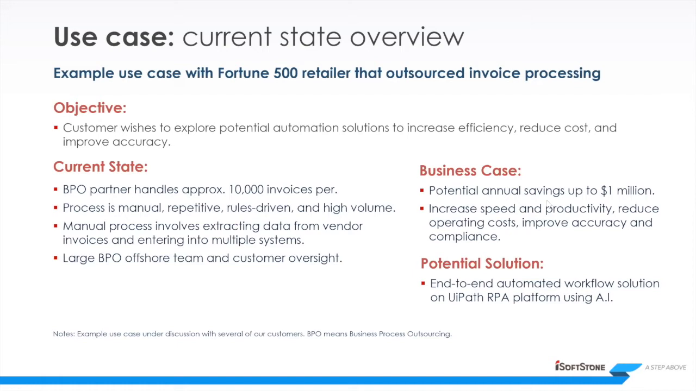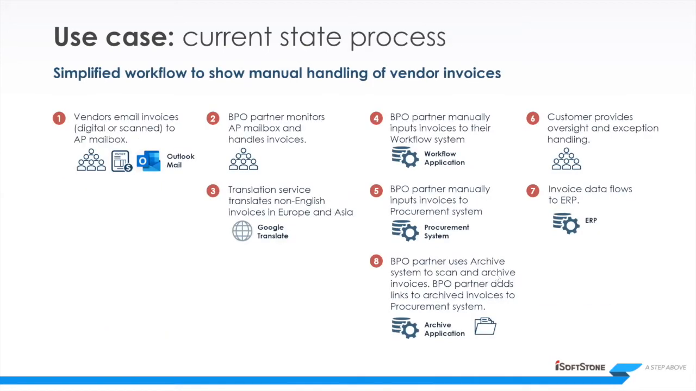And as Daniel will describe, this automation solution on UiPath can be scaled across many, many different use cases. So the $1 million annual savings, while meaningful, is just a starting point. And the business case that we typically put together with our customers focuses on speed and productivity, reducing operating costs, improving accuracy and compliance.